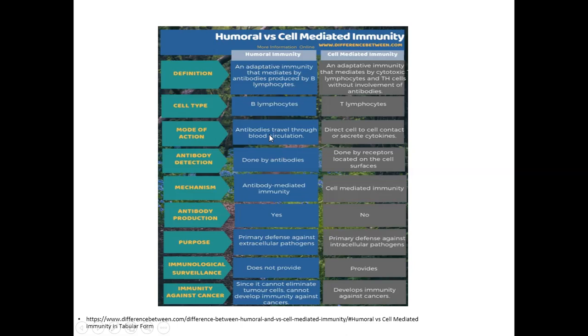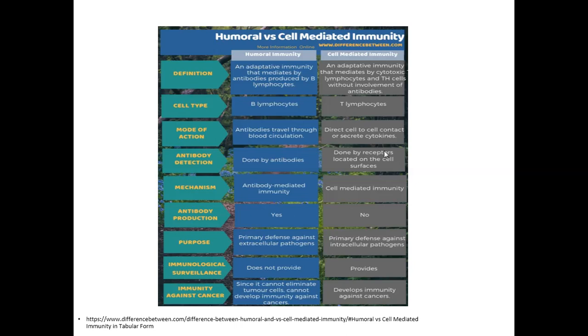B cell versus T cell. Humoral uses antibodies, and cell-mediated is cell-to-cell contact. This, I think, should say antigen detection, not antibody. So now I'm hating this table even more. Antigen detection is done by antibodies. This doesn't make sense. And antigen detection by cell-mediated is done by receptors located on the cell surface.